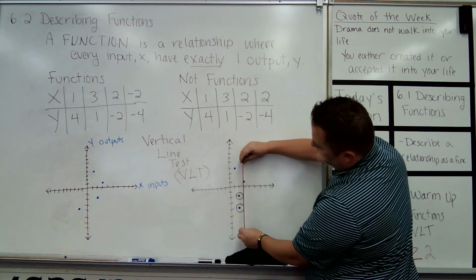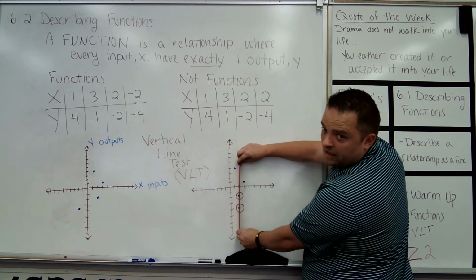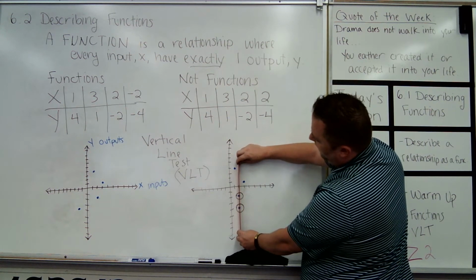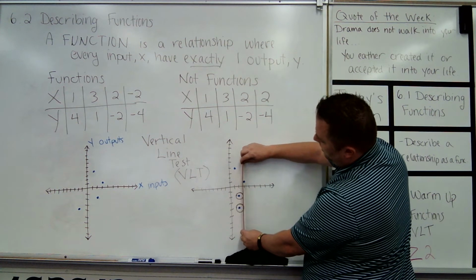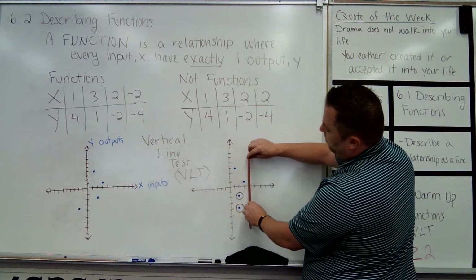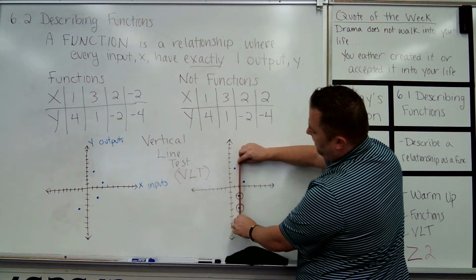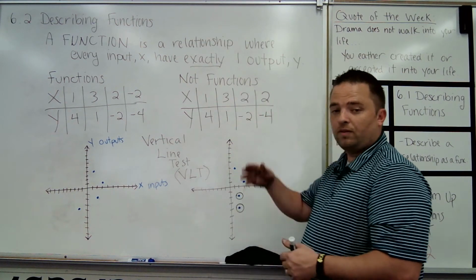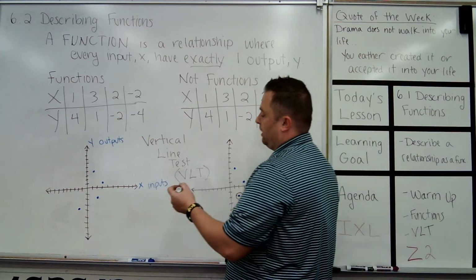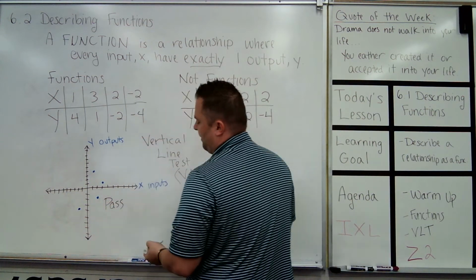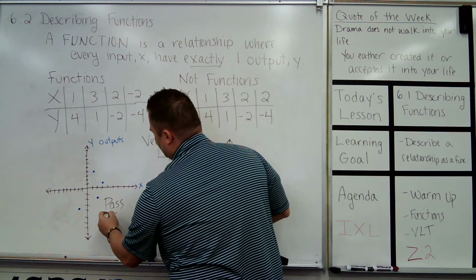Just to show you again, when I put my ruler down, it shows that it touches twice when I have a vertical line right over the x is equal to 2. It doesn't matter how many times it touches only once. I'm looking for the time that it fails. If no matter where you put your vertical line, it only touches once, it passes the test. If it passes the test, that means it's a function.